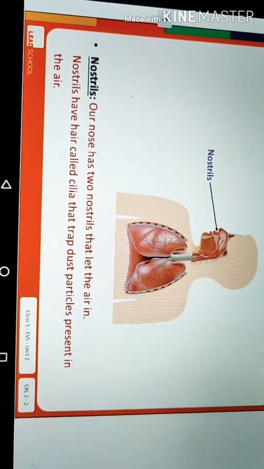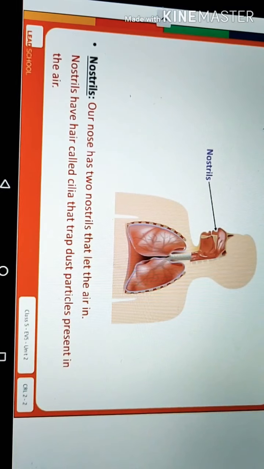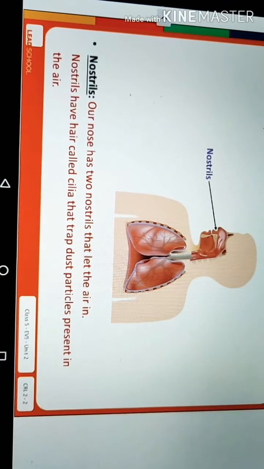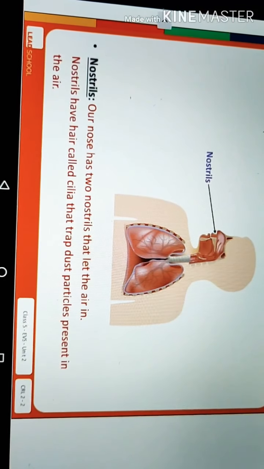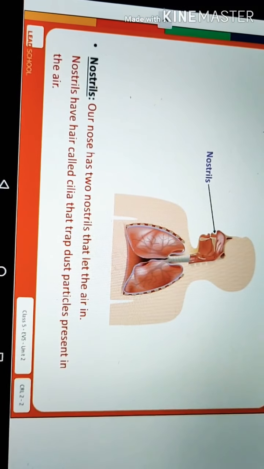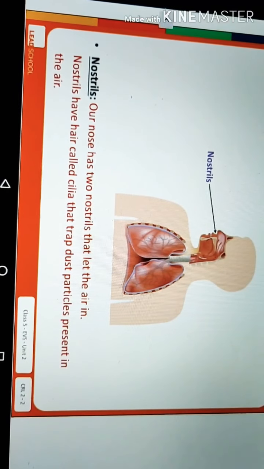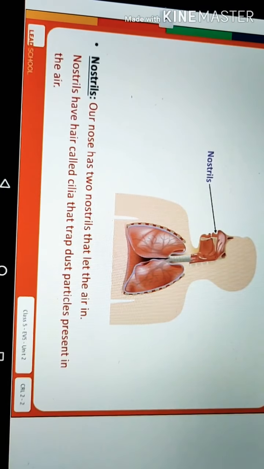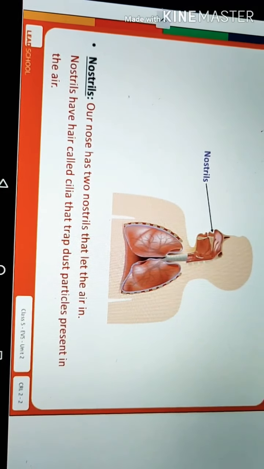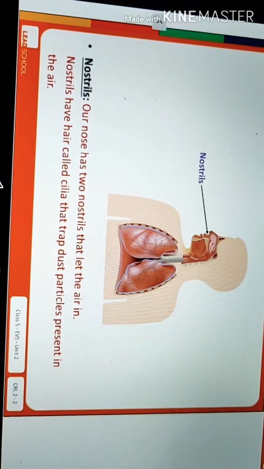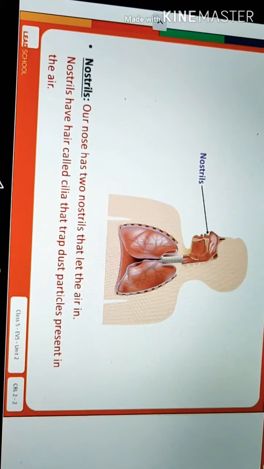Let's learn what are the functions of different organs of our respiratory system. So first one is nostril. Our nose has 2 nostrils that let the air in. Nostrils have hair called cilia that trap dust particles present in the air. As we breathe in, a lot of dust enters, so the cilia trap all those dust particles.